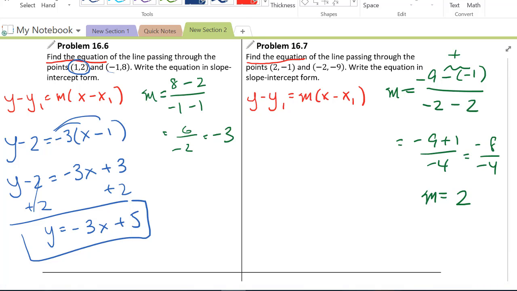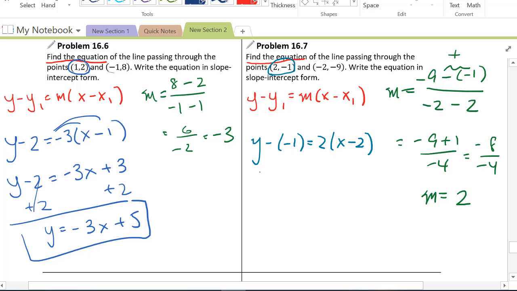Plug everything back into our point slope formula. So again, pick a point. I'll just use the first one again, (2, negative 1). Like I said, it doesn't matter. Normally I'll pick the one with the smaller numbers, right? I'd rather use a negative 1 than a negative 9. So y minus y1 equals the slope, which is m, which is 2, times x minus x1. Okay, a negative negative turns into positive, so that's really y plus 1 equals, distribute the 2.